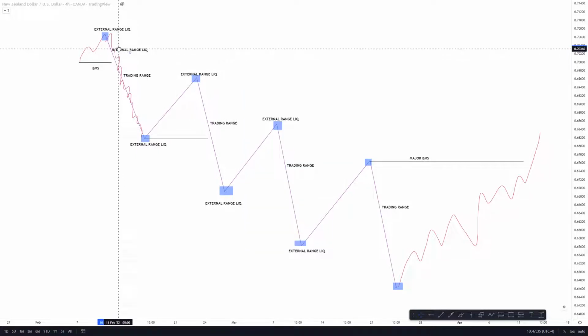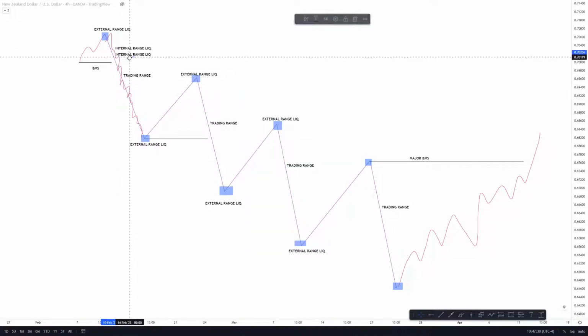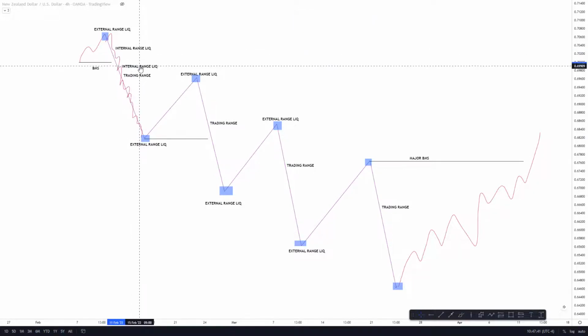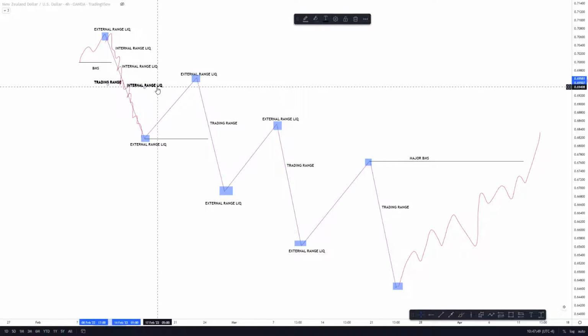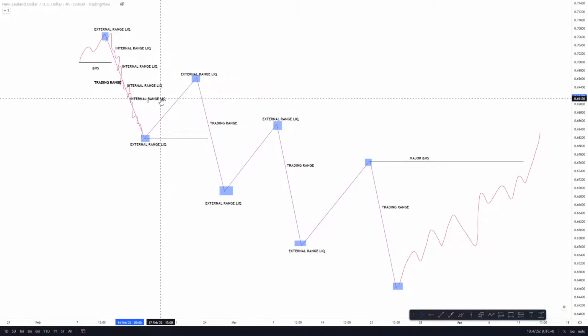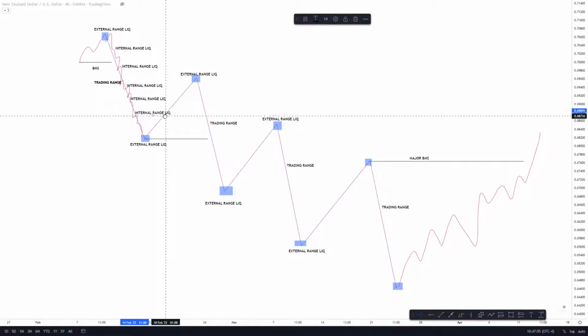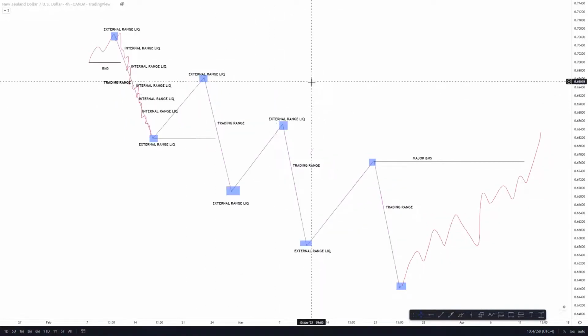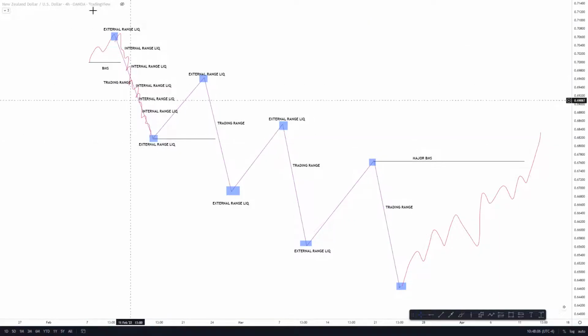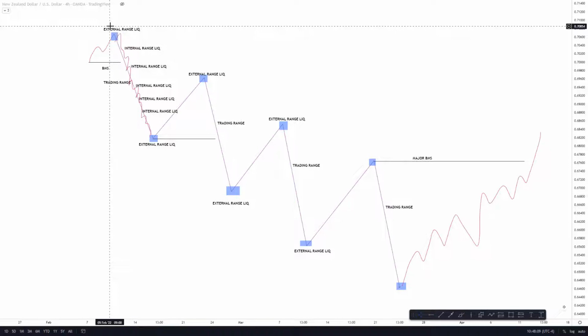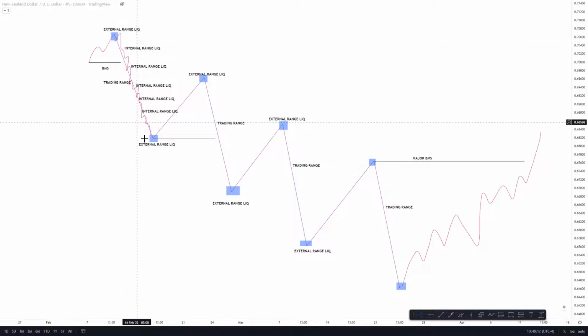I call that the internal range liquidity. So this will be our internal range liquidity: lower high, lower low, lower high, lower low, lower high, lower low. Price is always after this internal range liquidity, and from the high to the low we have external range liquidity, and this is also external range liquidity. And this down move I call the trading range.